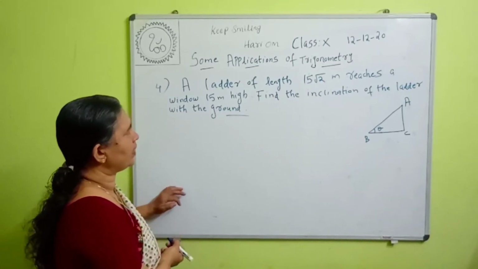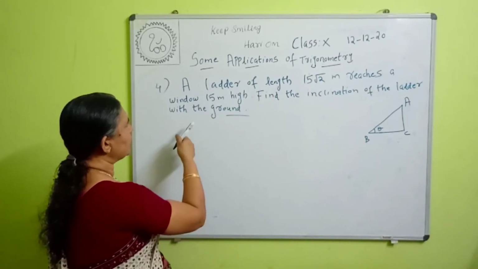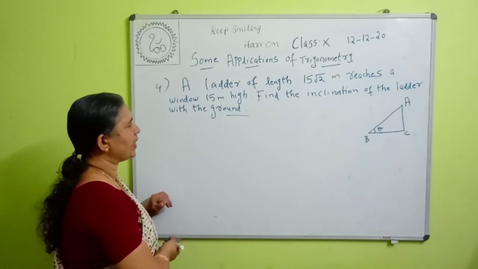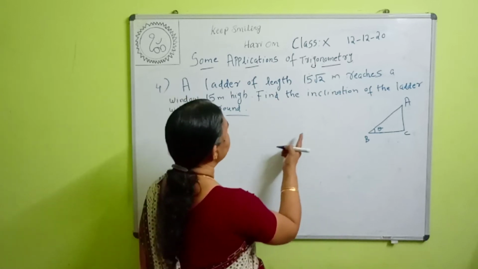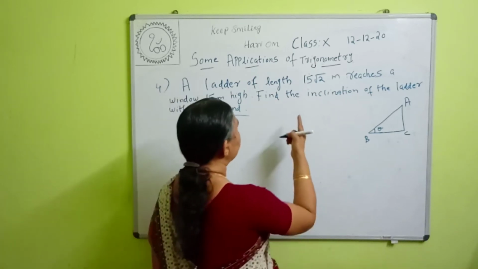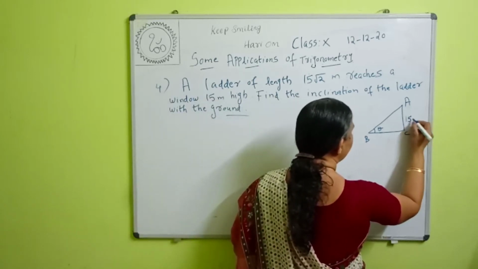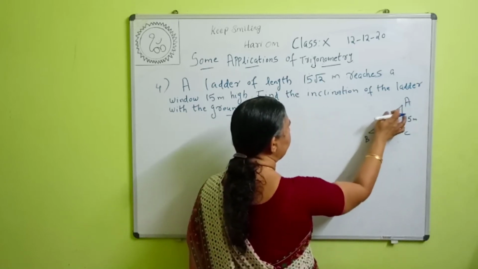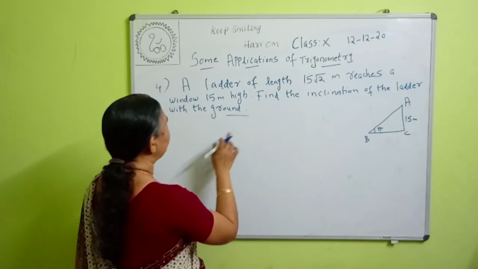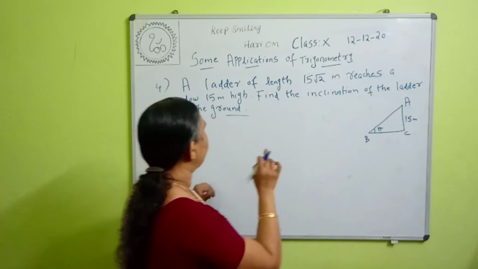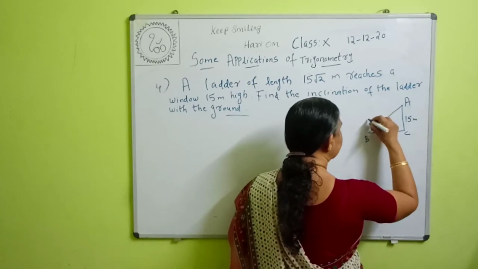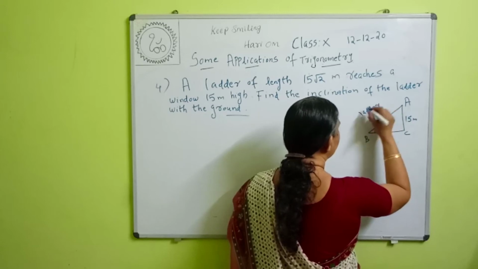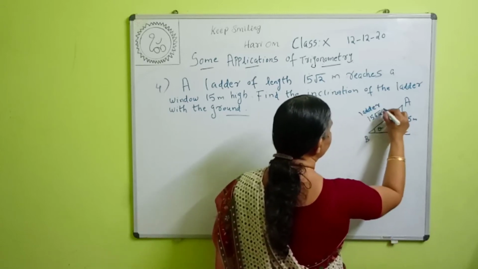A ladder of length 15 root 2 meter reaches a window 15 meter high. Find the inclination of the ladder with the ground. The ladder reaches a window 15 meter high. This is the wall and the window is 15 meter high. The ladder is inclined. What is the length of the ladder? 15 root 2 meter. This is the ladder.